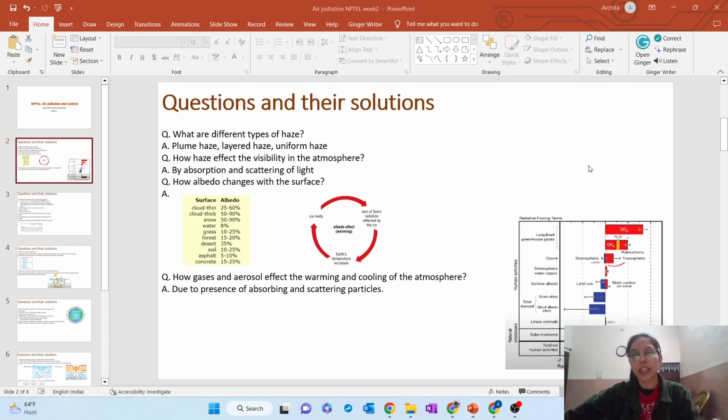Then Sir also discussed the visibility, how haze affects the visibility. Then there is a discussion about albedo and the effects of warming and cooling, the effect of different air pollutants on the warming and cooling of the atmosphere. We also discussed the different lapse rates and their effects on the stability of the atmosphere.